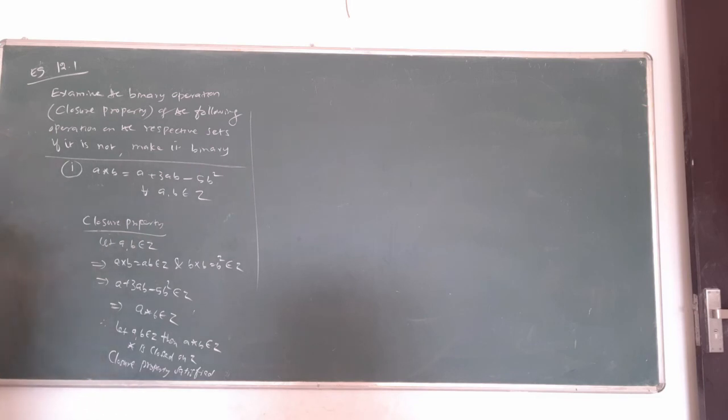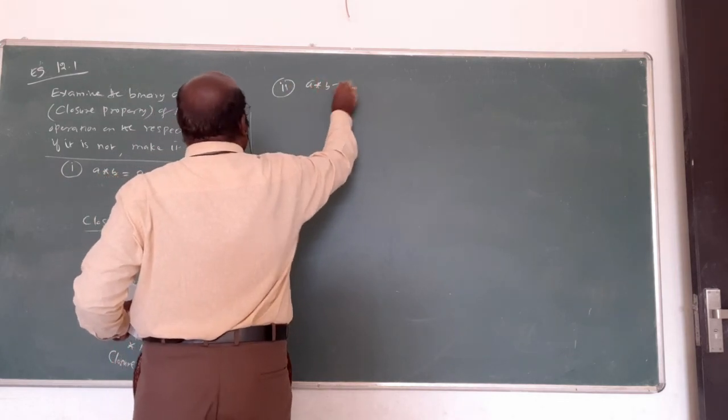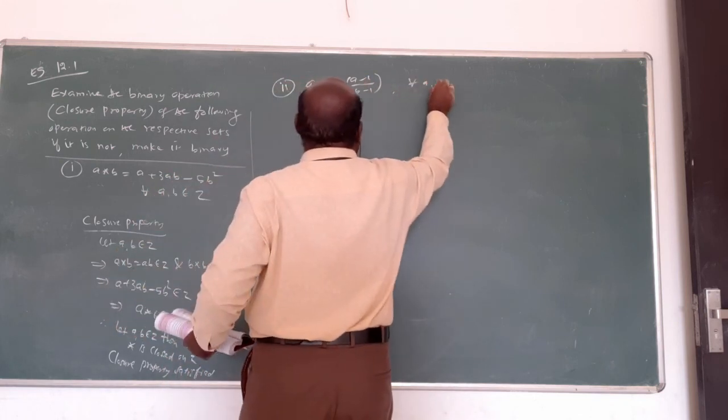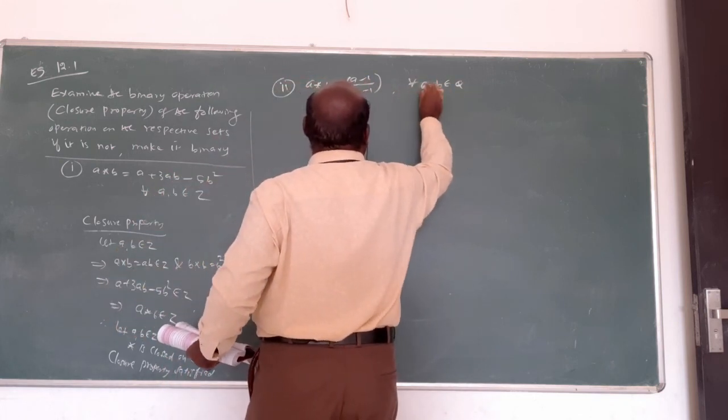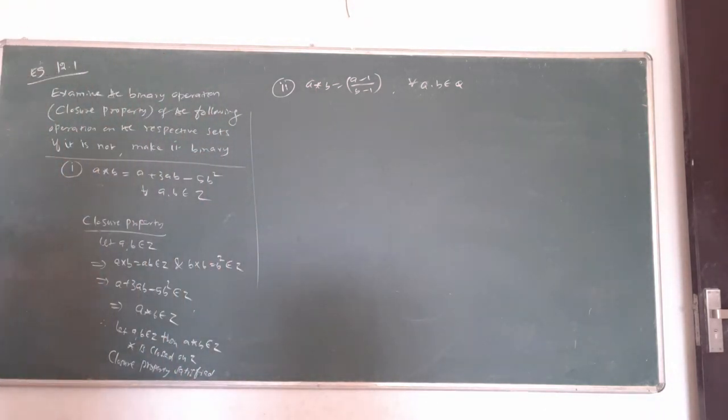Next concept. The second question is A star B equals (A minus 1) over (B minus 1), for all A, B belonging to Q. Am I correct? Am I right? This is the question. Now the denominator is B minus 1. If B equals 1, the denominator is 0, so the whole thing will be infinity. This question is not well defined when B equals 1.